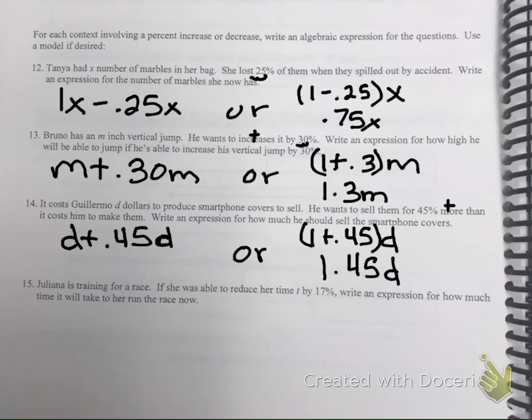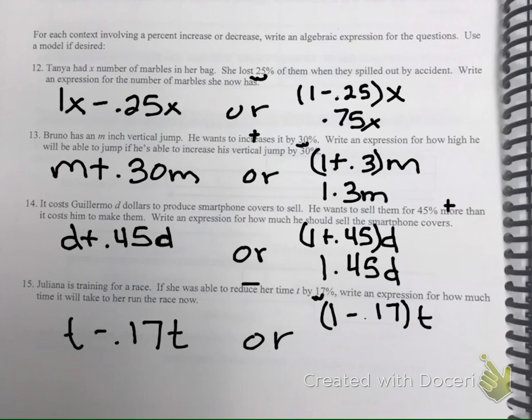Number 15. Juliana is training for a race. If she was able to reduce her time T by 17%, write an expression for how much time it will take her to run the race. Once again, there's multiple ways to do this. So I take her time. I'm trying to reduce or take away 17%. So you change it to 0.17 times time. That is perfectly fine. Or you can take 1 minus 0.17 times t to get 0.83t. All we're doing is writing the expression. We are not solving it. That is what we're doing.